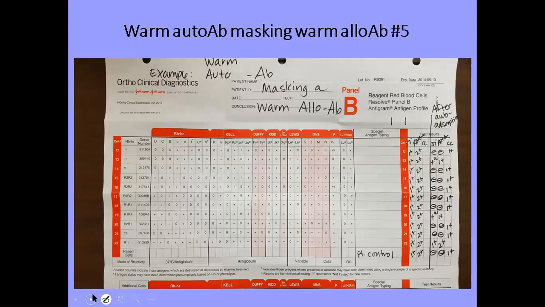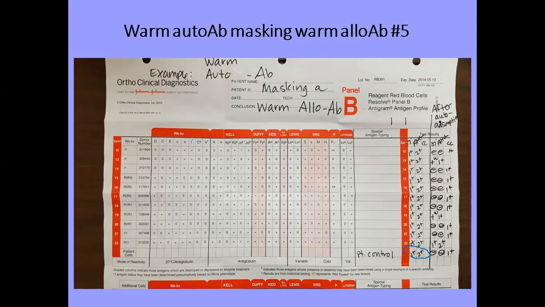So this is an example of a panel that I made up to try to show you the importance of this, okay? So in my example, we see the initial panel testing here at 37 in AHG, and we see how every cell is reacting, including the patient control, right? So we know it's a warm autoantibody. And so basically we went through an adsorption. Maybe we used allogenic cells, or maybe we used the patient's own cells. But that adsorption was done to remove this autoantibody from the patient's serum.